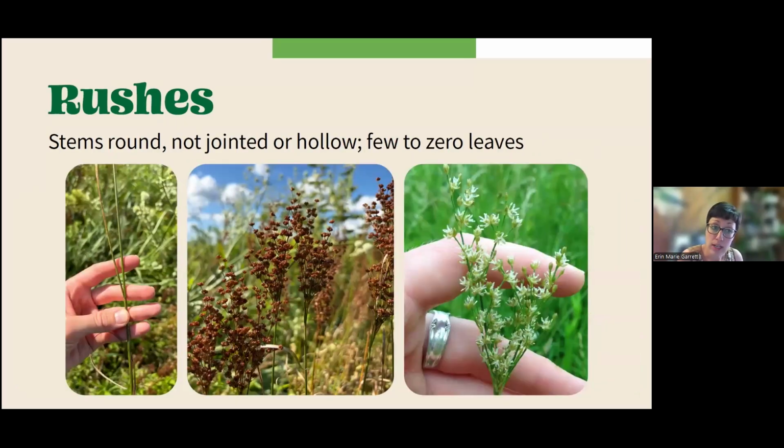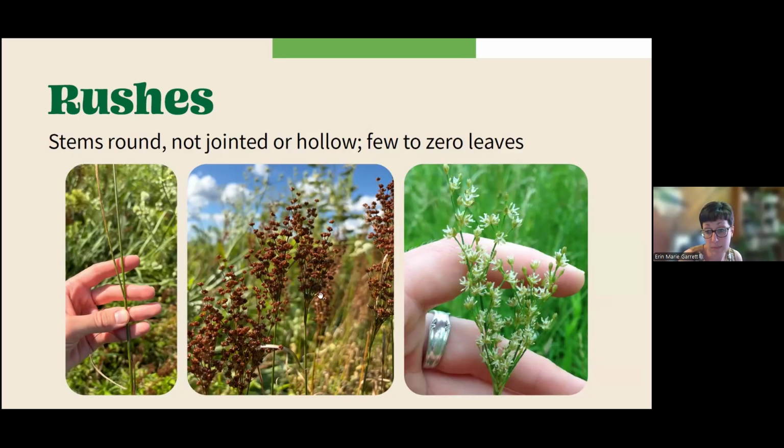Another group of grass-like plants are the rushes. Okay. Rushes tend to be in more of our wetter areas, but not always. And they are going to have round stems that are not jointed or hollow. They typically have only a few leaves, if even any. So this stem over here is going to be round, and you see just one, maybe two leaves along the stem, so very, very few.